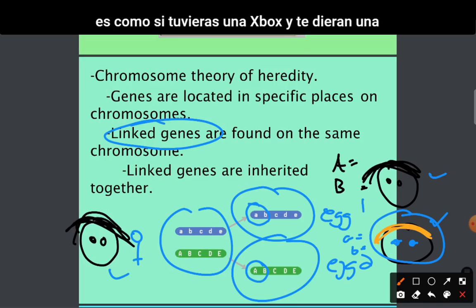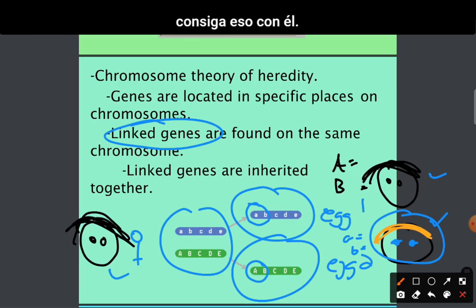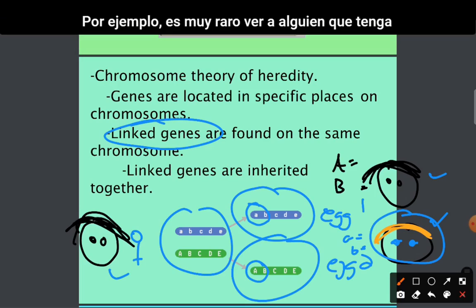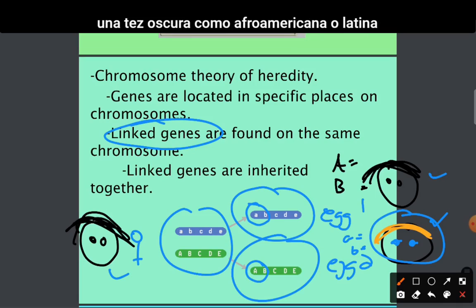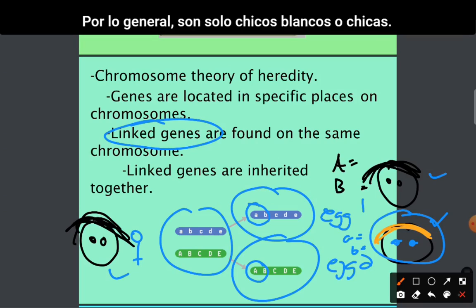So a package deal is sort of like if you get an Xbox and they give you a free game with it, like the new Assassin's Creed Valhalla, you would get that with it. That's a package deal. Some traits are inherited together. Like, for example, it's very rare to see somebody who's got a dark complexion, like African American or Latino, have blue eyes, right? That's very rare. Usually it's just white guys, right? Or girls.